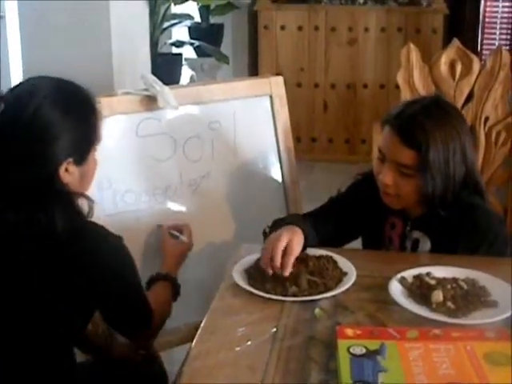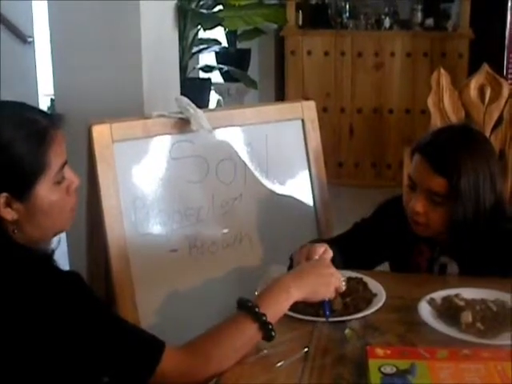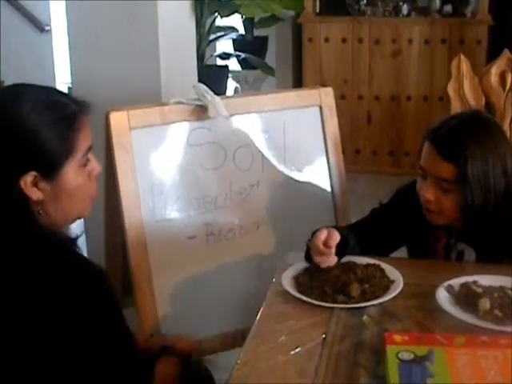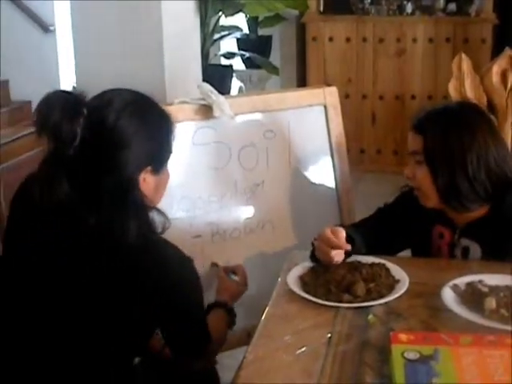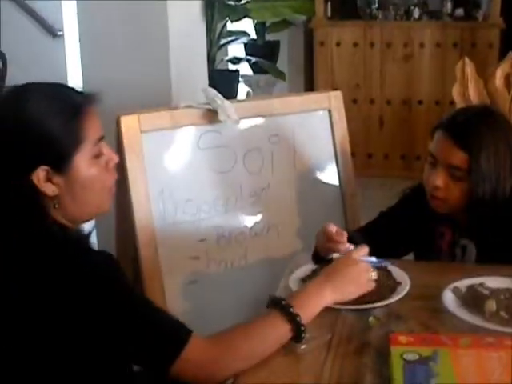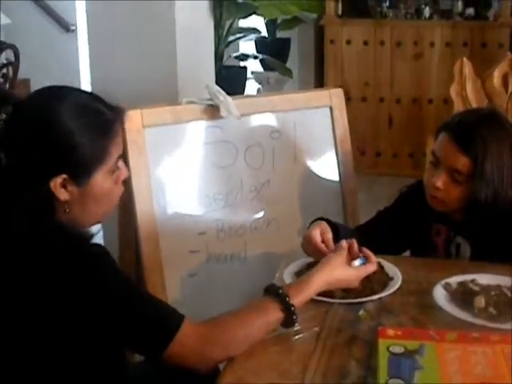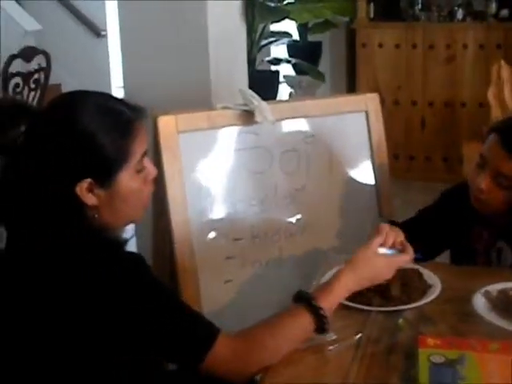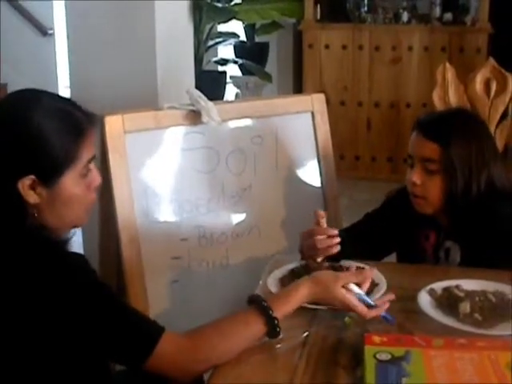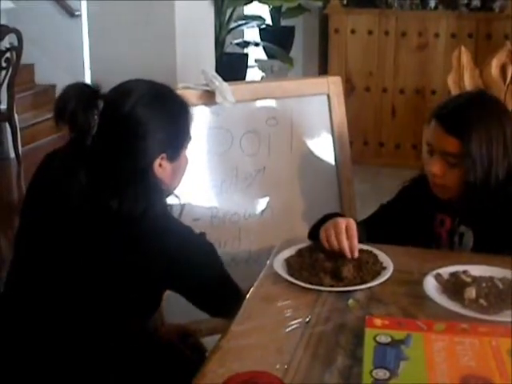Brown. Okay, it's brown. How does it feel? Is it soft, hard? Some of it is hard. Some of them are hard, so we can say this is hard. Okay, and another property that we can say about the soil is that it absorbs water and it absorbs nutrients for plants. Vitamins. Okay, you can say vitamins. Water.